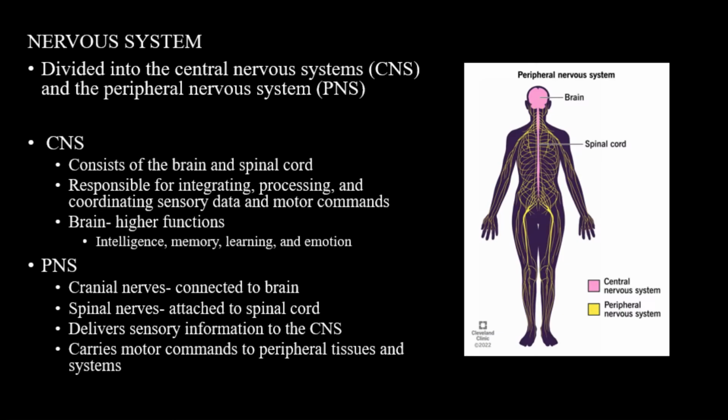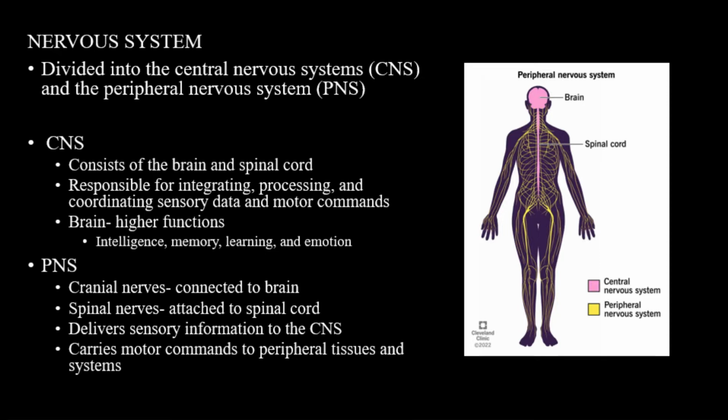What is the nervous system? The nervous system is divided into two components, the central nervous system and the peripheral nervous system. The central nervous system consists of the brain and the spinal cord. It is responsible for integrating, processing, and coordinating sensory data and motor commands. Sensory data conveys information about the conditions inside and outside the body, while motor commands control or adjust the activities of the peripheral organs, for example, skeletal muscle.